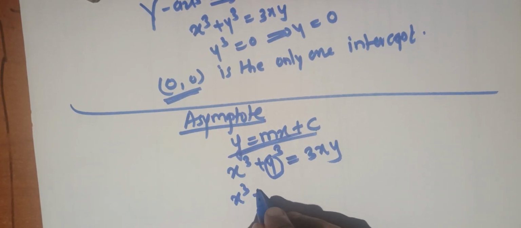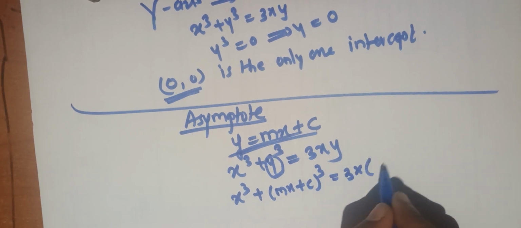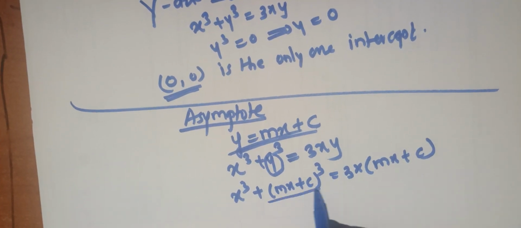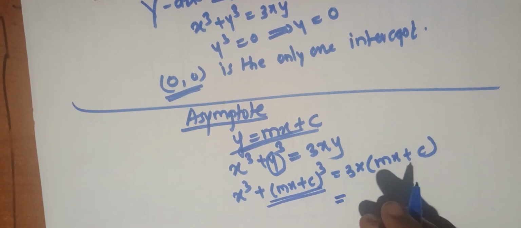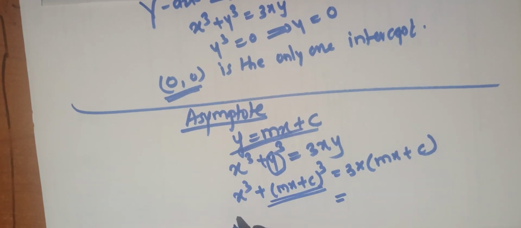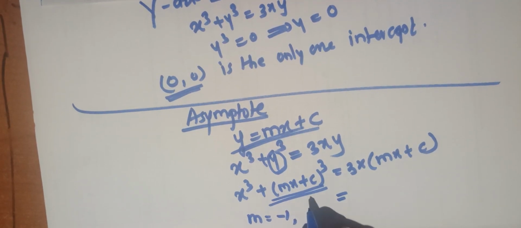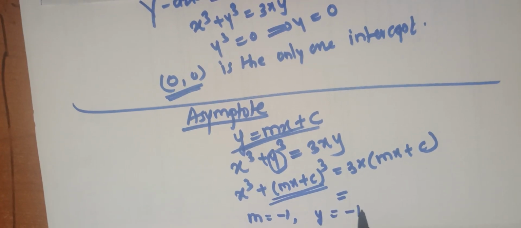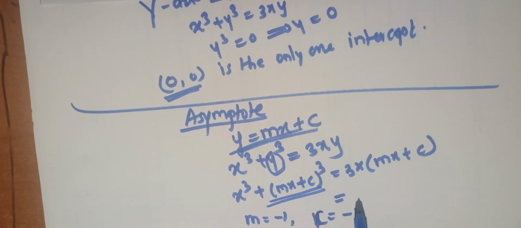So you will get x cube plus bracket mx plus c bracket cube is equal to 3x, and again put value of y, that is mx plus c. If you take cube of this term and if you solve and equate both sides, you will get value of m and value of c. So here you will get value of m is minus 1, and value of c is minus 1 again.